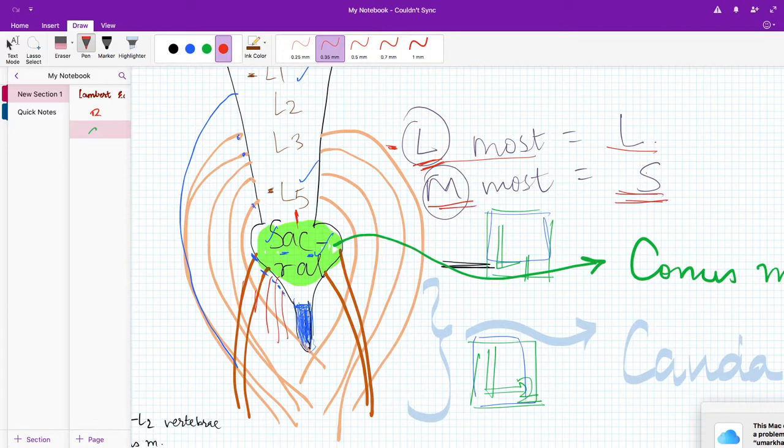Always remember, we are discussing the nerves: the sacral nerves will be medially present, whereas the lumbar nerves will be laterally present. This orientation is so important.